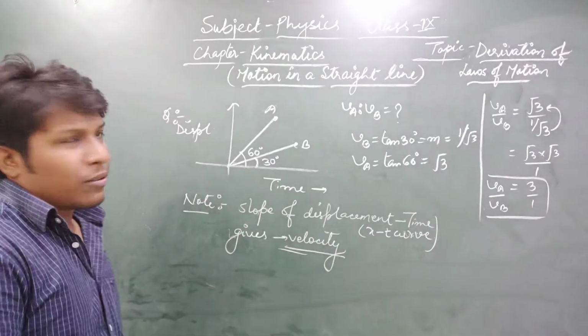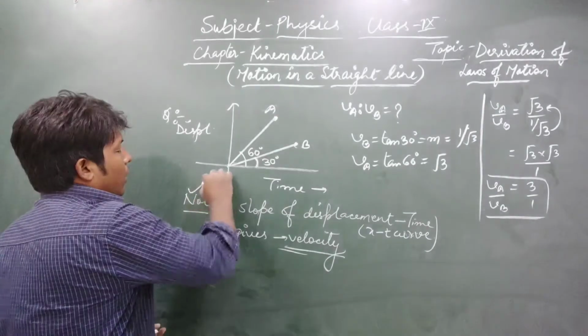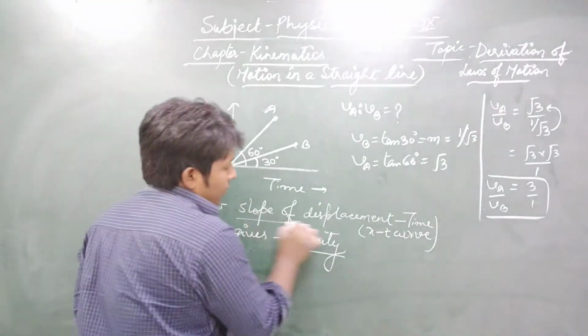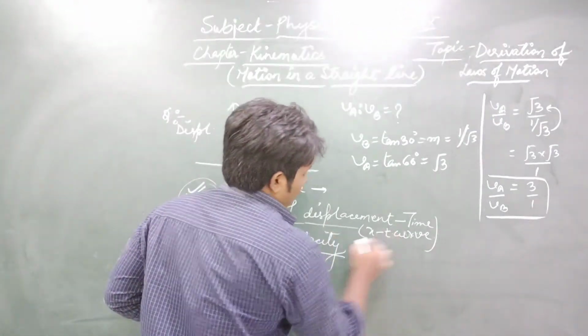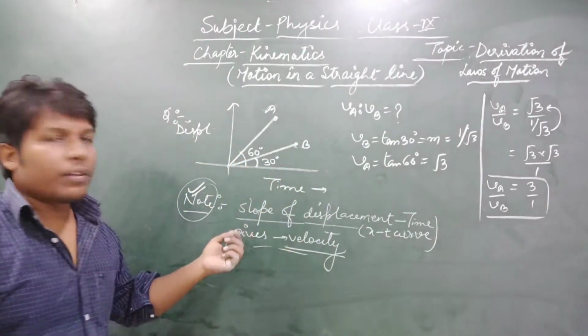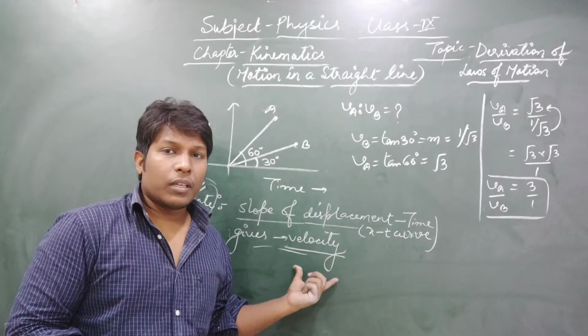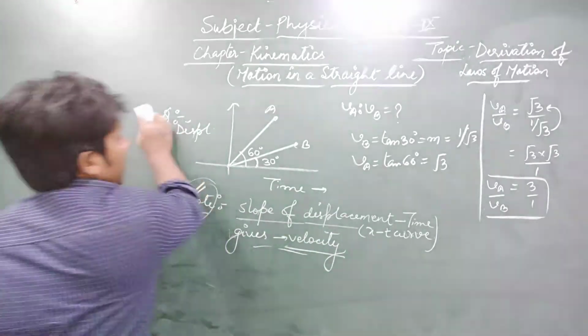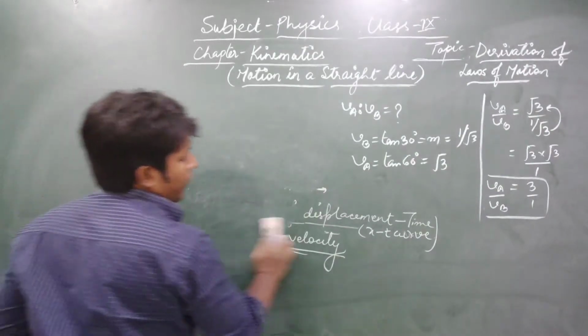Okay guys, that was quite easy. Actually, I want to tell you this important note, that the slope of the displacement time graph will give you the velocity. Now we come to the main topic.